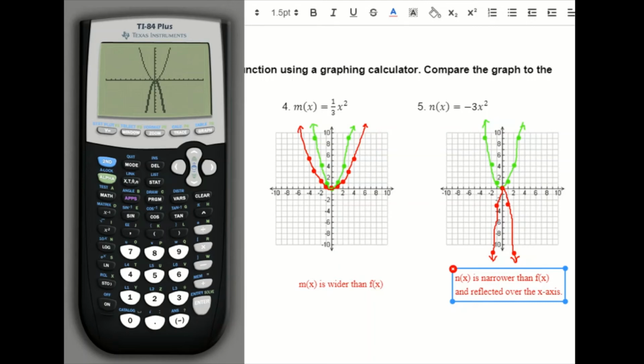So that's pretty much it, okay? So if you are dealing with an a value that is not 1, so one that's different than the parent function, you are going to describe the difference as either being narrower, wider, or reflected. Okay, those are basically your three options. But let's go ahead and look to see what's going on with c.